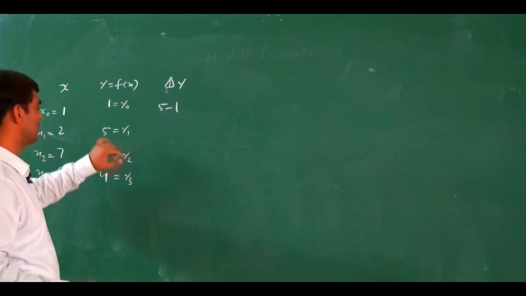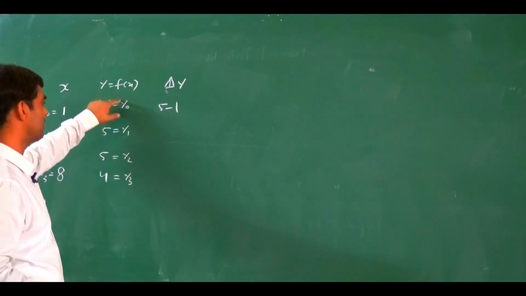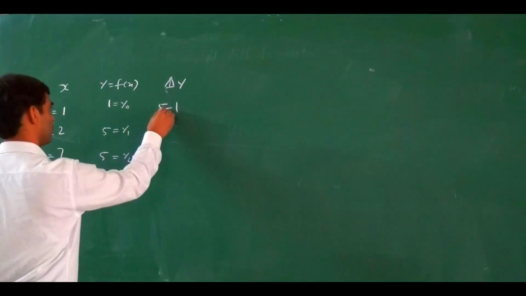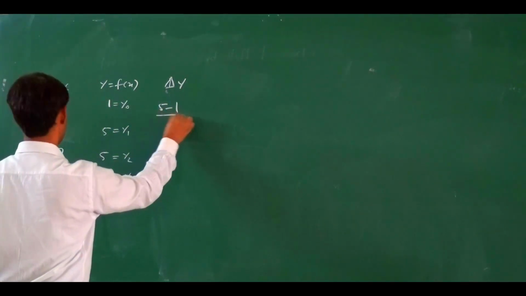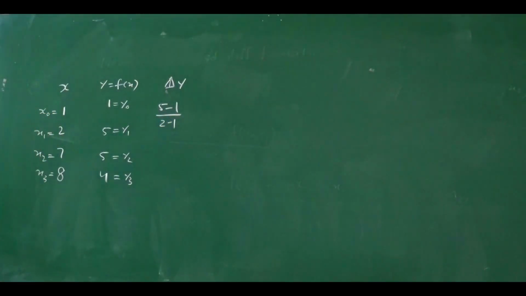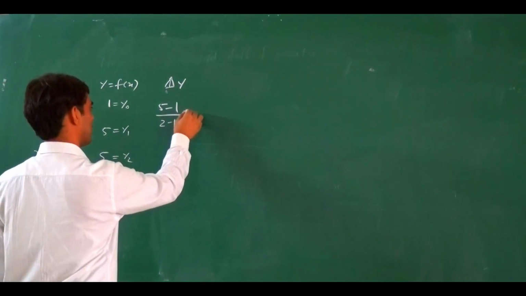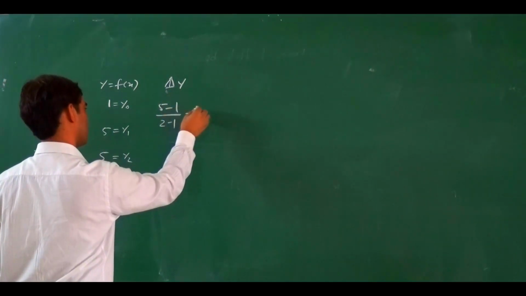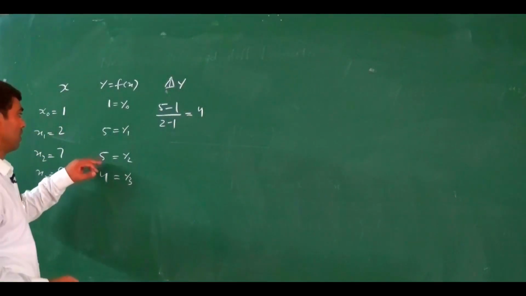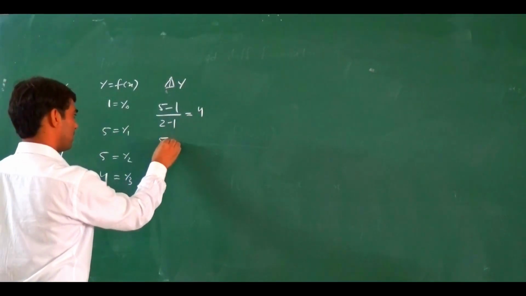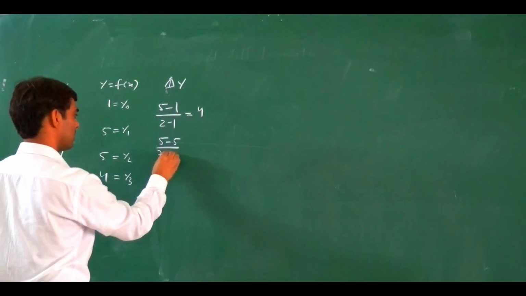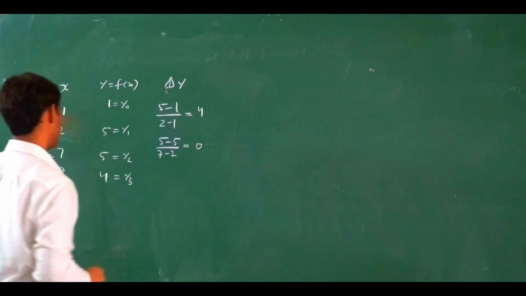So first order divided difference means f of x1 minus f of x0, or y1 minus y0, divided by x1 minus x0. So 5 minus 1 divided by 2 minus 1. 5 minus 1 is 4, 2 minus 1 is 1. y2 minus y1 means 5 minus 5 divided by 7 minus 2. 7 minus 2, this one equals 0.